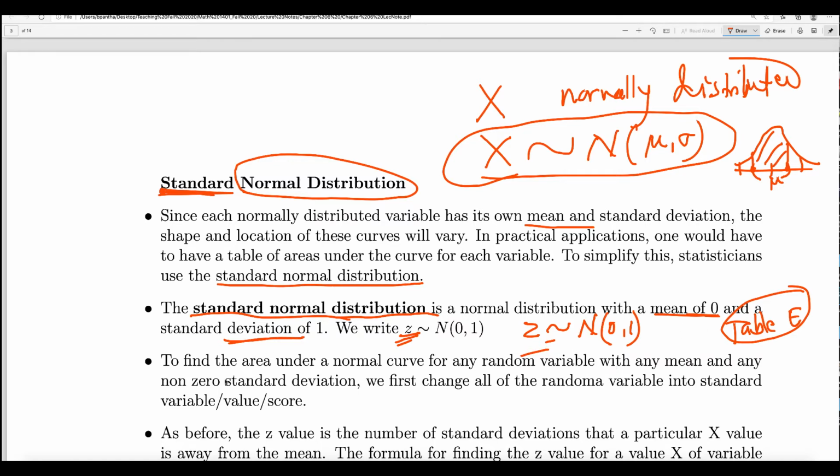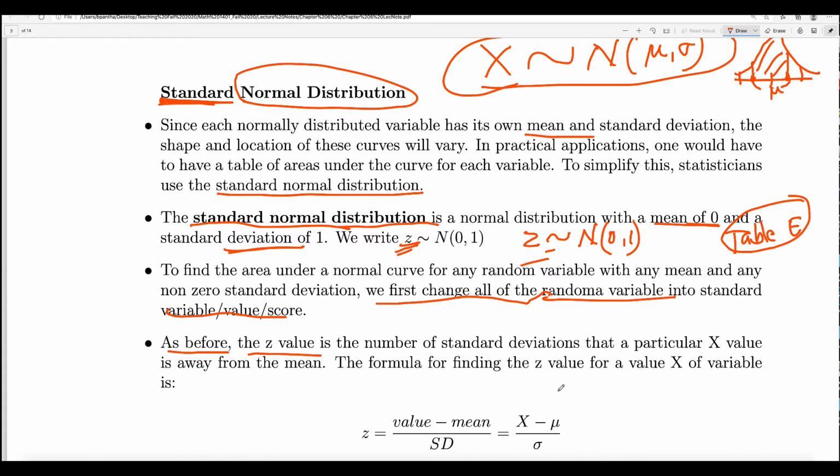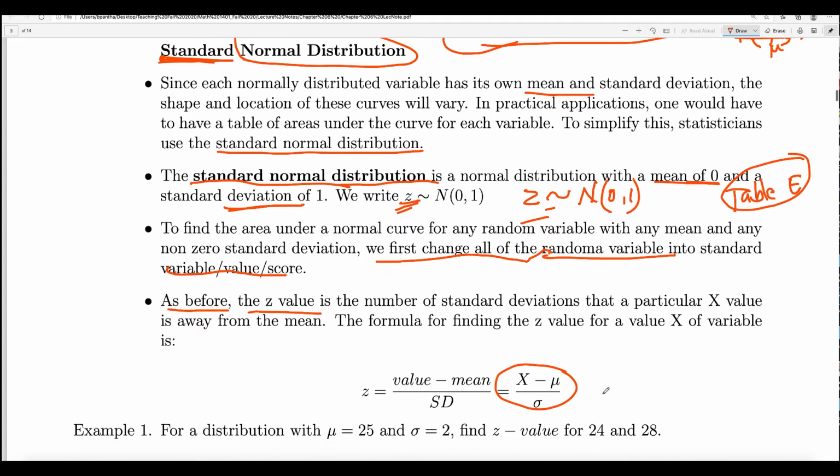To find the area under a normal curve for any random variable with any mean and any non-zero standard deviation, we first change the random variable into a standard normal variable. That was before, but now you don't have to. I'll show you both methods. As before, in chapter 3, we found the g value. The g value is the number of standard deviations that a particular x value is away from the mean. The formula is g equals x minus mu over standard deviation. This is the formula to find the standard normal variable.